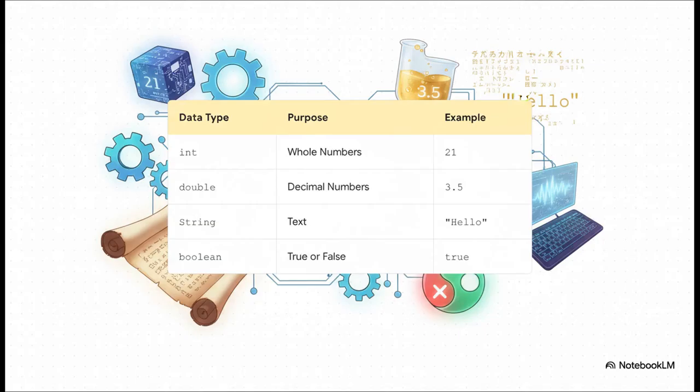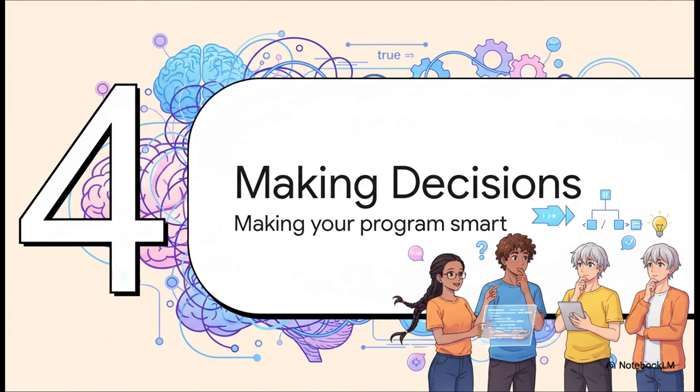Now, one little catch. Java is kind of picky. It needs to know what kind of information you're storing in those containers. For a beginner, these are the big 4 you need to know. You've got int for whole numbers, double for numbers with a decimal point, String for any kind of text, and boolean for a simple true or false. That's it.